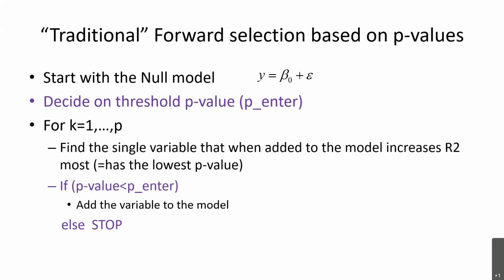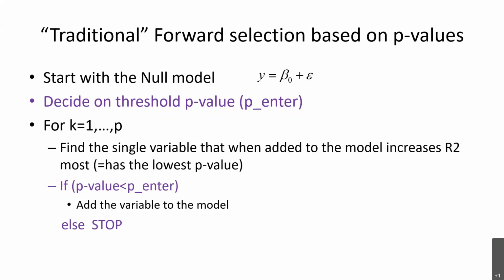Again, we start with the null model, and again, we enter the best variable at each step. The difference is now we have a different criterion, p-value, and we have to set a threshold how significant a variable has to be in order to be entered. So for example, you could say my threshold for including variables is the variable has to be significant using a significance level of 5%. And if so, then I add the variable.